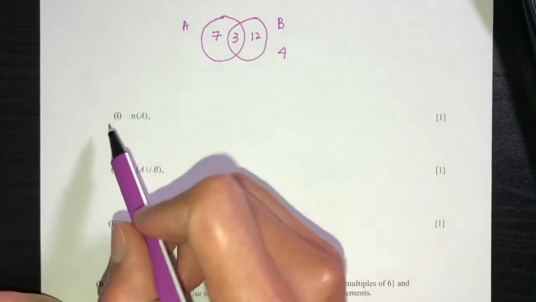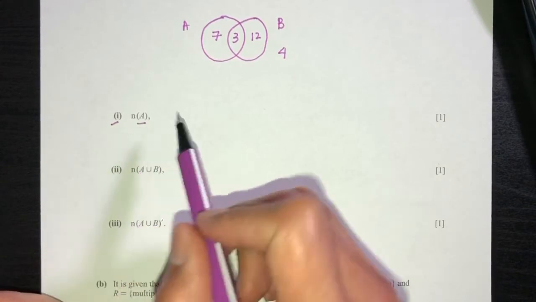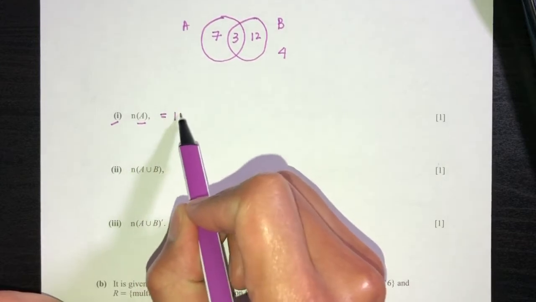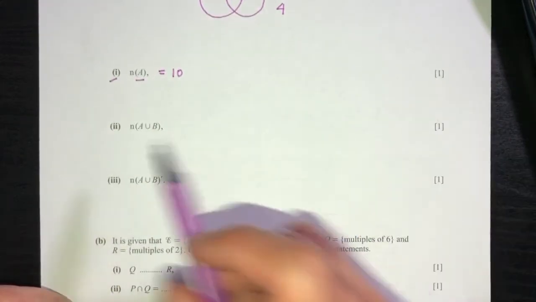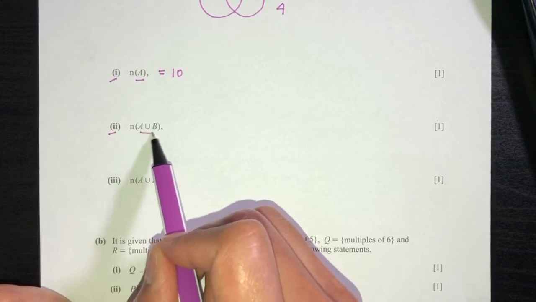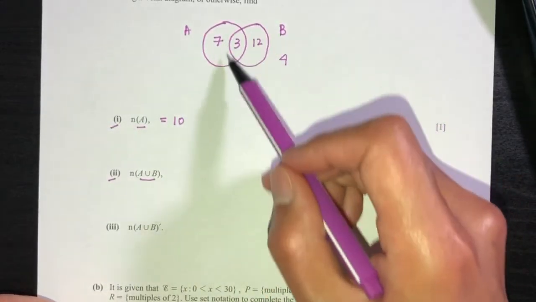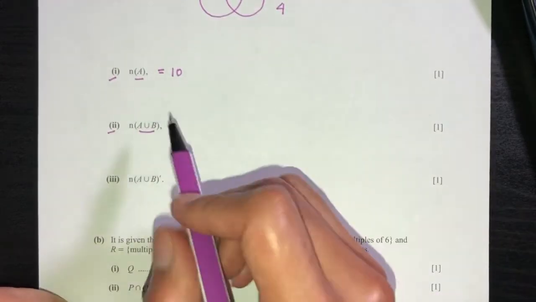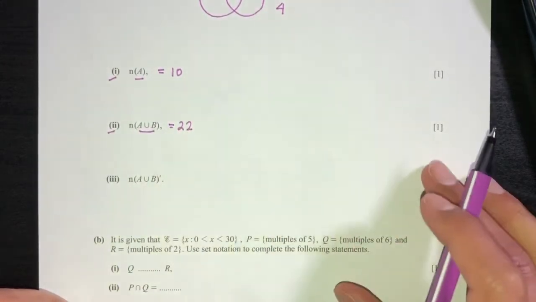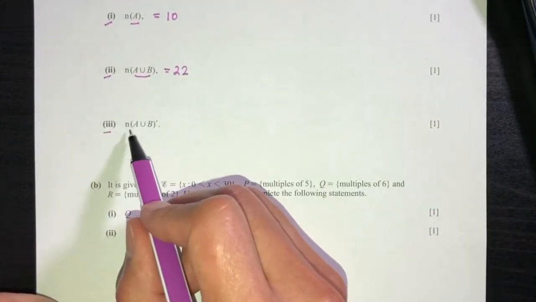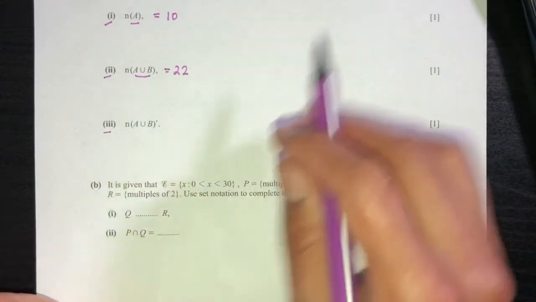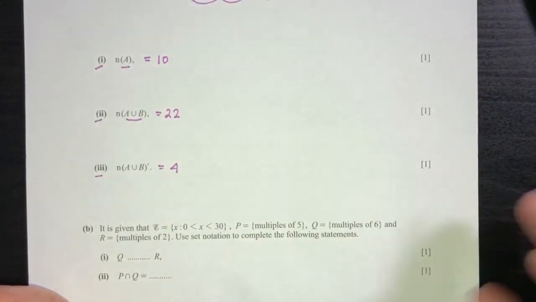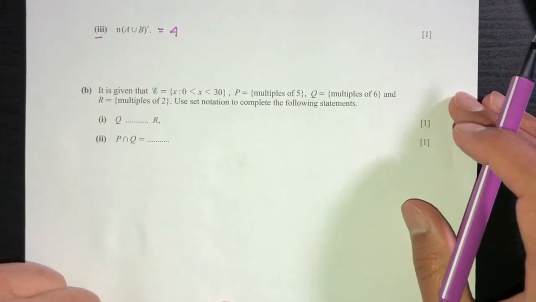Now question part 1, we have to find the number of elements in A. So A will be 7 plus 3. That will give you 10 elements. Now for part 2, A union B. So A and B will be 7 plus 3, that is 10. 10 plus 12 will be 22. This is 22. And finally part 3, we have number of elements of A union B prime. That should be 4. Outside of these two, that is 4. That is part 1.